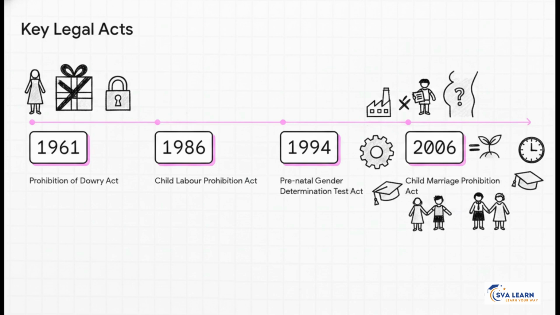You ready? 1961 is the Prohibition of Dowry Act. Jump ahead to 1986, that's the Child Labor Prohibition Act. Then 1994 gives us the Prenatal Gender Determination Test Act, which was made to stop feticide. And finally, 2006 is the Child Marriage Prohibition Act. 1961, 1986, 1994, 2006. Lock 'em in for sure.